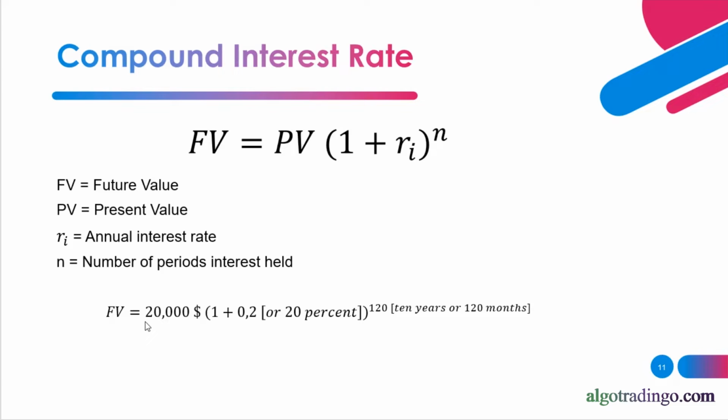For example, if the present money is $20K, or $20,000, you multiply that by 1 plus 0.2, that is 20%, for example, per month. Maybe someone has told you that I can get 20% in a month in the market. And that has to be raised to the power of, for example, 10 years. Because the RI is based on months, the power has to be the number of months. 10 years equals 120 months.